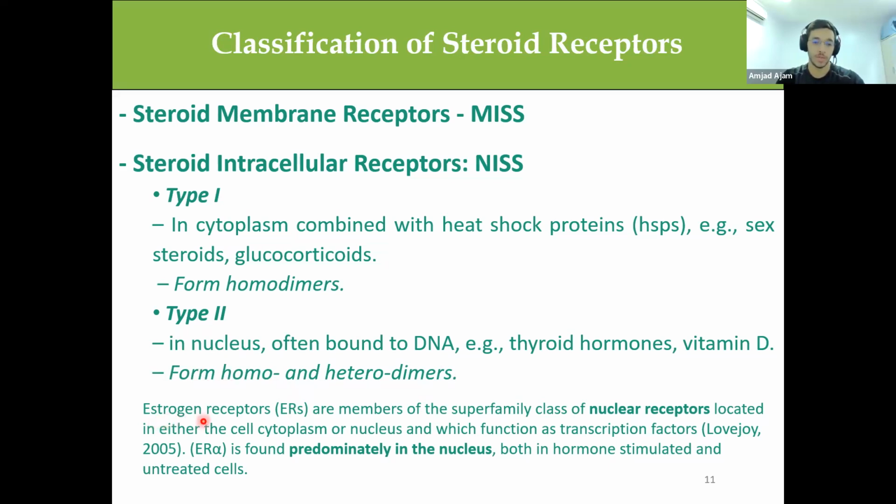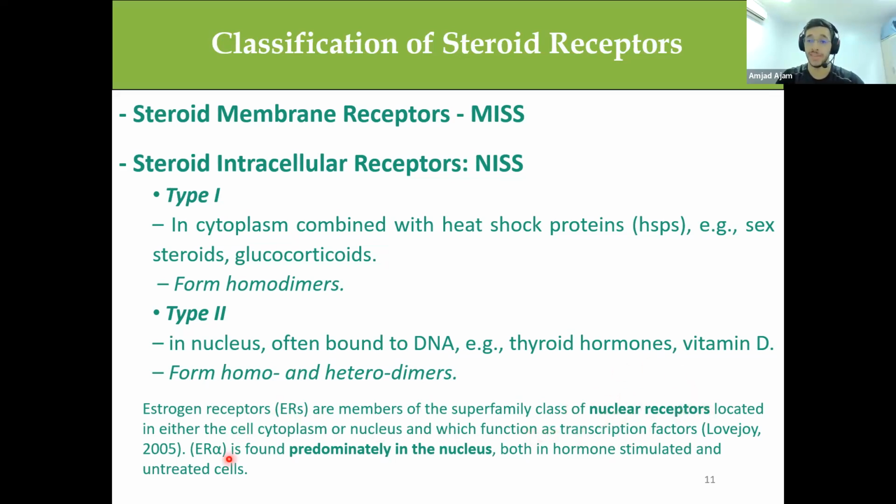One more thing about the estrogen receptors, that they are considered as nuclear receptors located either in the cytoplasm or in the nucleus. What does that mean? So basically you have to know that the estrogen receptors are a class of nuclear receptors. Here it is located in the cytoplasm, but eventually when the estrogen comes, it will end in the nucleus. And so you have to know that they are nuclear receptors.